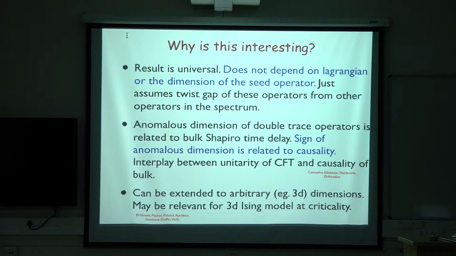It also turns out that the anomalous dimension of double trace operators is related to bulk Shapiro time delay, and the sign of these anomalous dimensions is related to causality. So there is an interesting interplay between unitarity of the CFT and causality of the bulk, and this was pointed out in a paper last year by Kamano, Edelstein, Maldacena, and Zhiboedov. But as I will point out, this can be extended to arbitrary dimensions, and so maybe it will have some relevance to the studies of the 3D Ising model at criticality.